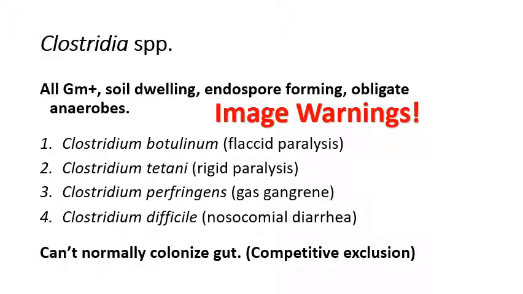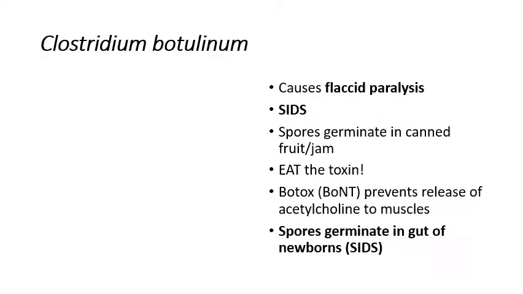Okay, I'm going to show you a few images here that are slightly disturbing. All right, so Clostridium botulinum causes flaccid paralysis. It also causes sudden infant death syndrome, SIDS. I'll explain that in a minute. What often happens is that it's in the soil, and it produces endospores which may germinate in canned fruit or bottled jams that are under anaerobic conditions.